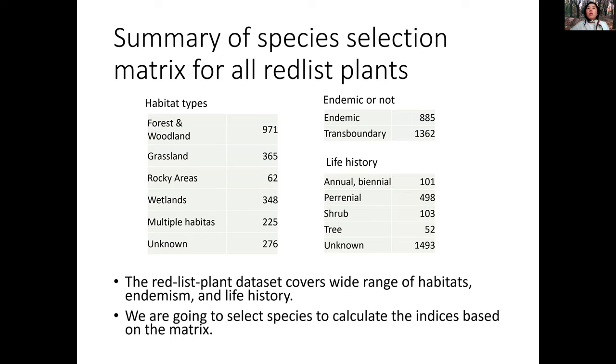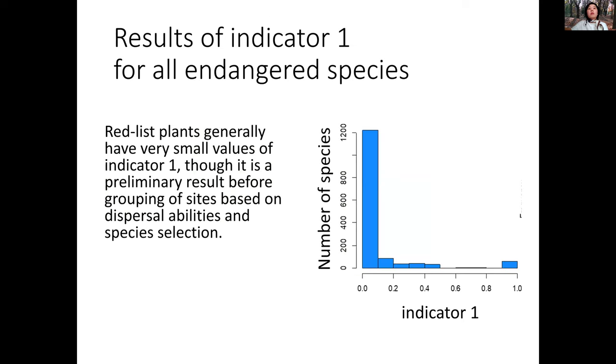This is a summary of our species selection matrix for red list plants. This result shows the red list datasets cover a wide range of habitat types, life histories, and include both endemic and transboundary species. Based on this species selection matrix, we will select the species to calculate the index. And this is a preliminary result of indicator one for all endangered species before species selection. In general, red list plants have very small values of indicator one, which is less than 0.2.